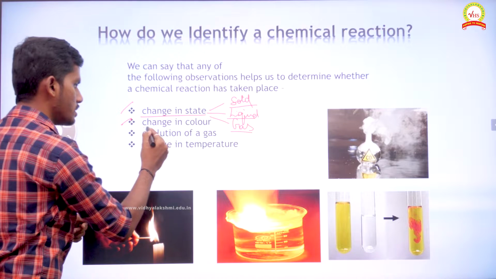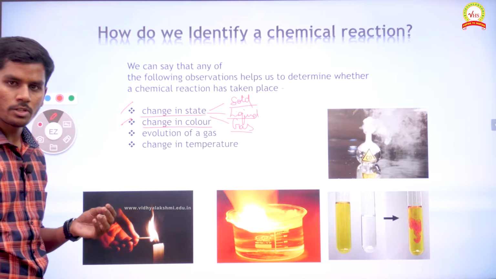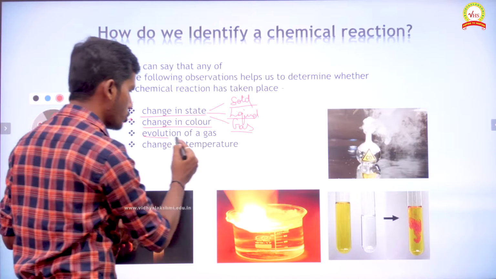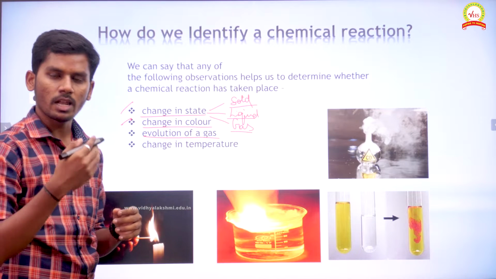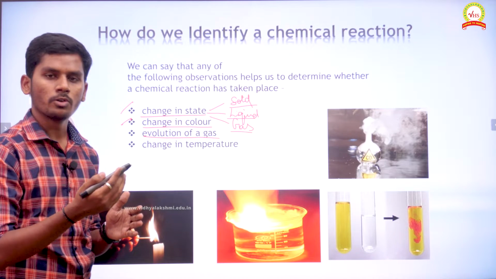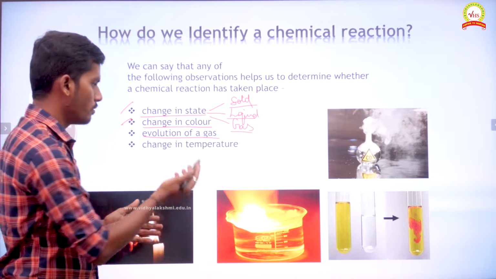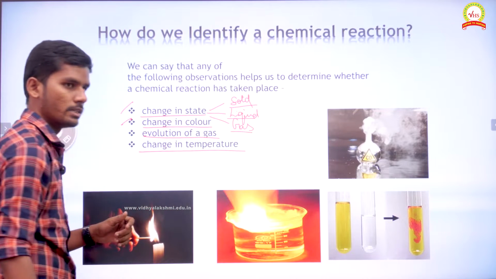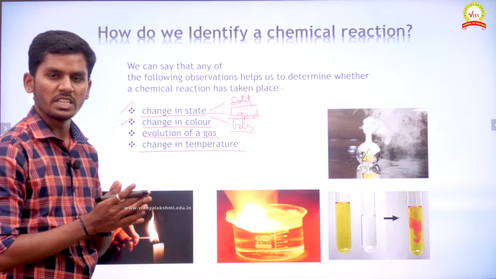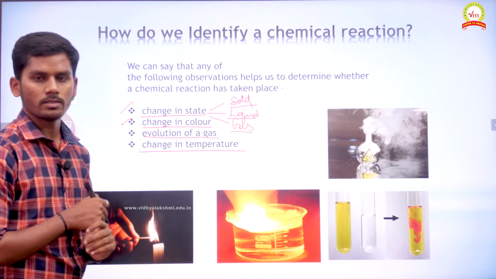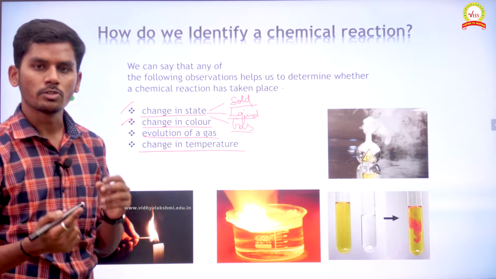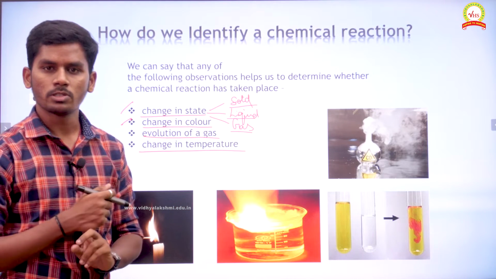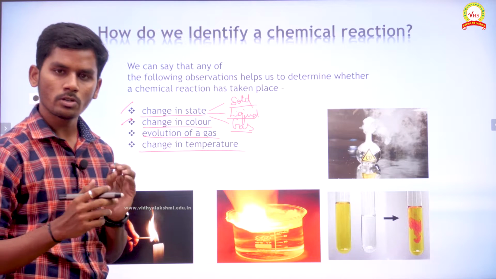See the second criterion, change in color. During the reaction, if you could observe any change in color, then you can assume that the chemical reaction has happened. The next thing, evolution of gas. Evolution is nothing but liberation. If the reaction is happening and you could observe a gas being evolved, then we can call it a chemical reaction. The next thing is change in temperature. During the reaction, if you could observe any change in temperature, then also we can call that a chemical reaction. But please keep in mind that it is not necessary that all the 4 criteria must happen. Even if you are able to observe just one, you can call it a chemical reaction.